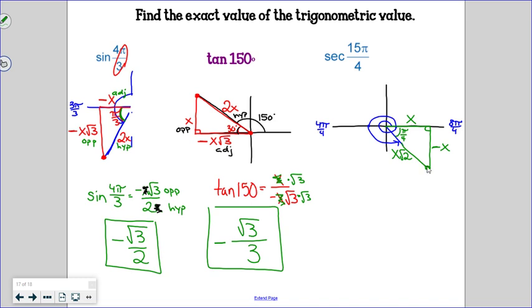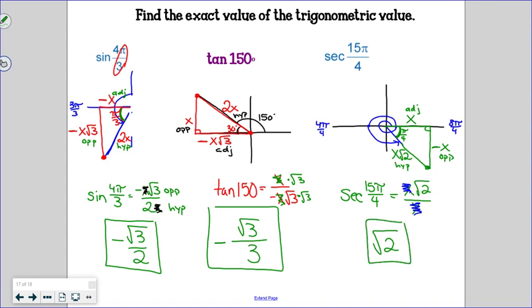So make that x a negative. Hypotenuse is always positive. And I'm supposed to set up secant. Well, secant is the reciprocal of which one? Cosine. Cosine is adjacent over hypotenuse, so secant is hypotenuse over adjacent. So looking at this being my reference angle, this would be adjacent, opposite, hypotenuse. So hypotenuse over adjacent would be x square root of 2 over x, and simplify. My x's are going to simplify out of there, leaving me with the square root of 2 over 1, which is just square root of 2.